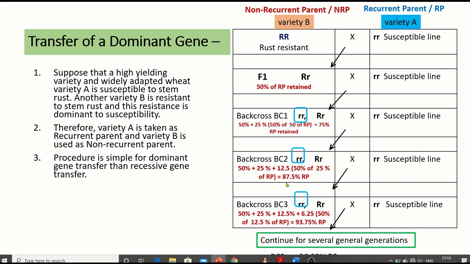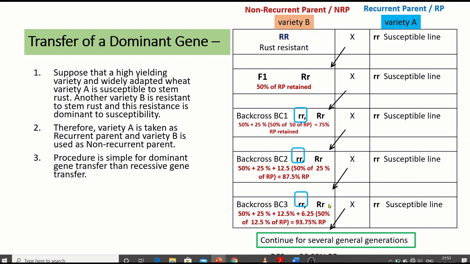Which is now 87.5% of the recurrent parent. And next, in the BC3 generation, 93.75% of the recurrent parent, and then in BC4 there will be 96.9% of the recurrent parent.